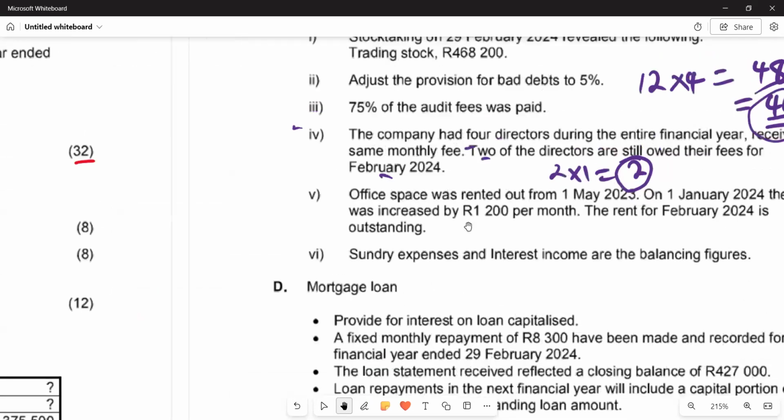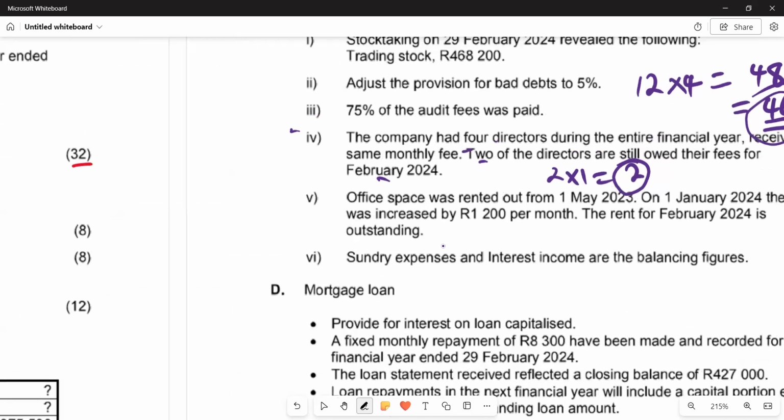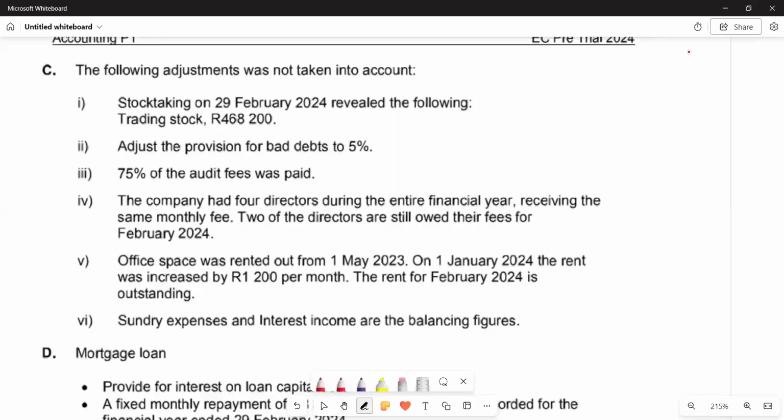If you come here, you would see that we are given that 75% of the audit fees was paid. So it means 25% obviously was not paid. If 75% of the audit fees was paid, it means 100 minus 75, which is equal to 25%. So 25% was not paid. Basically, the figure that we are given represents 75%. Then the figure that we are looking for is 25% that we can add to the 75% to get to 100%.